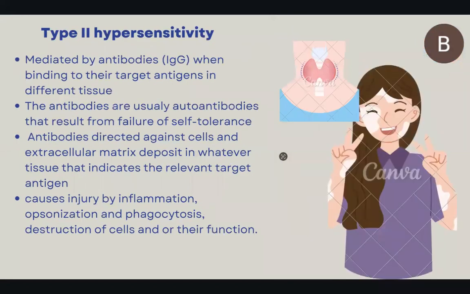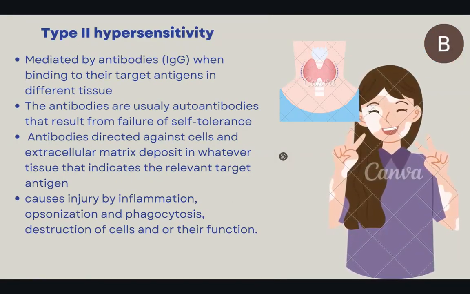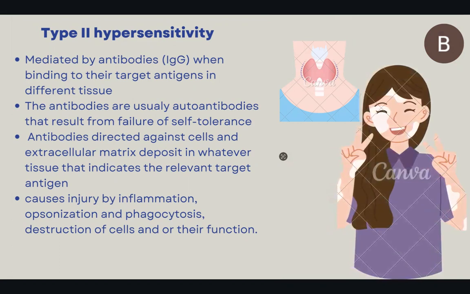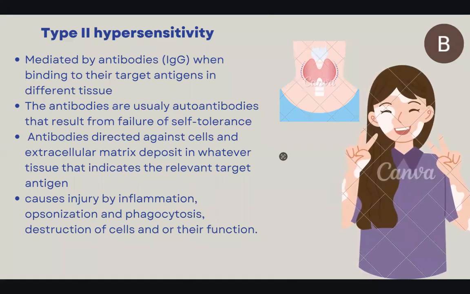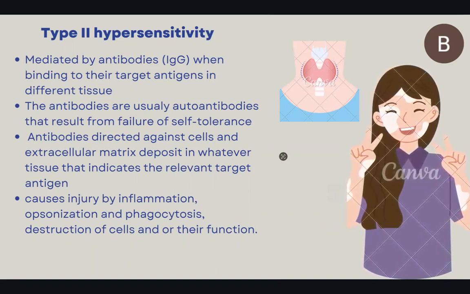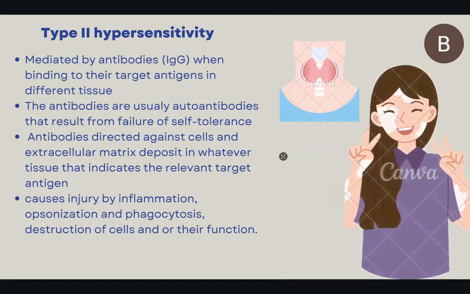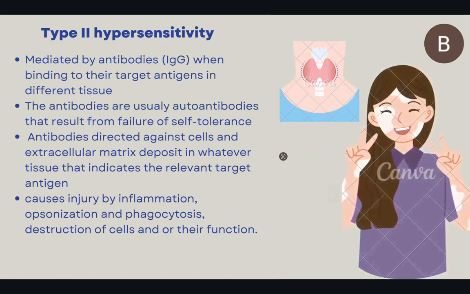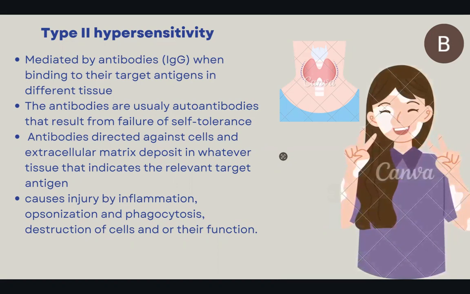Moving on to type 2 hypersensitivity, it is mediated by antibodies, most likely IgG, binding to their target antigens in different tissues. The antibodies are usually autoantibodies that result from failure of self-tolerance, as spoken about by David. Antibodies directed against self and extracellular matrix deposit in whatever tissue contains the relevant target antigen. It causes injury by inflammation, opsonization, and phagocytosis with macrophages, and destruction of cells and/or limiting their function.